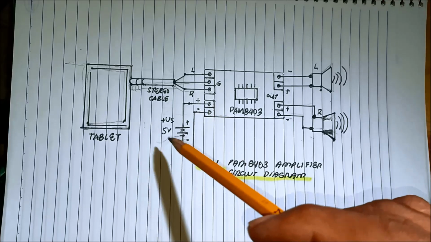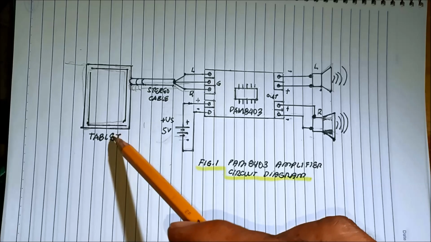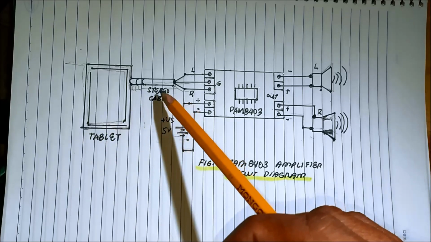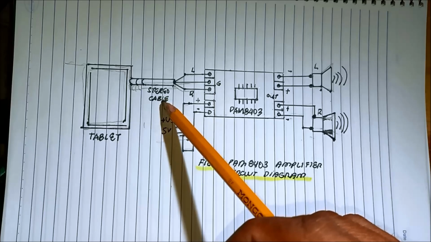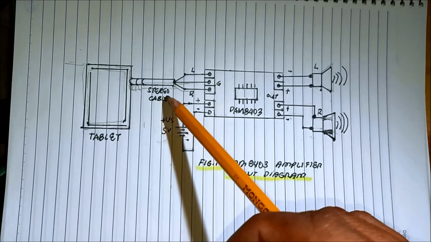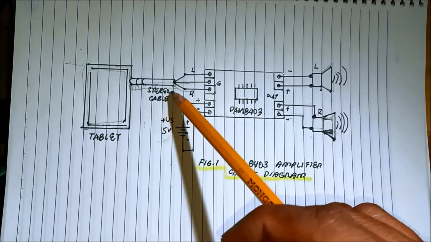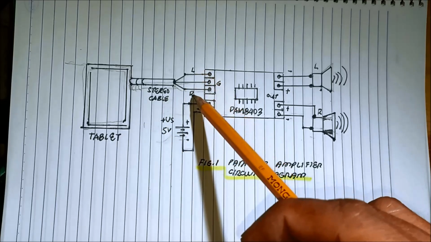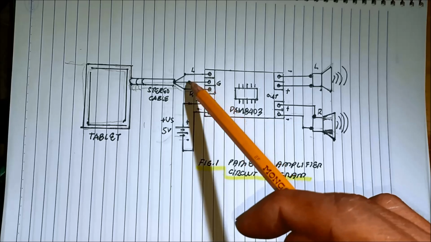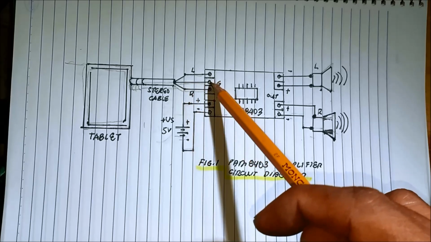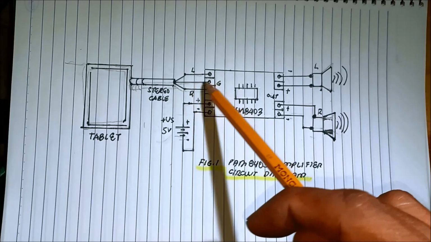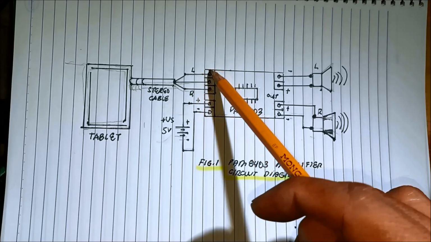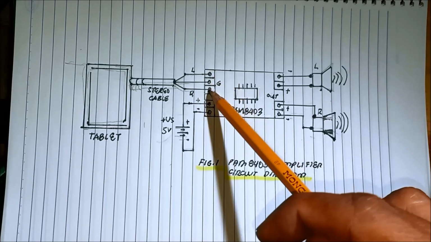We are also using a tablet for our audio source and also a stereo cable. Inside this stereo cable, there's a left and right channel, and in the middle there's a ground, or the common. Left, common, right channel.